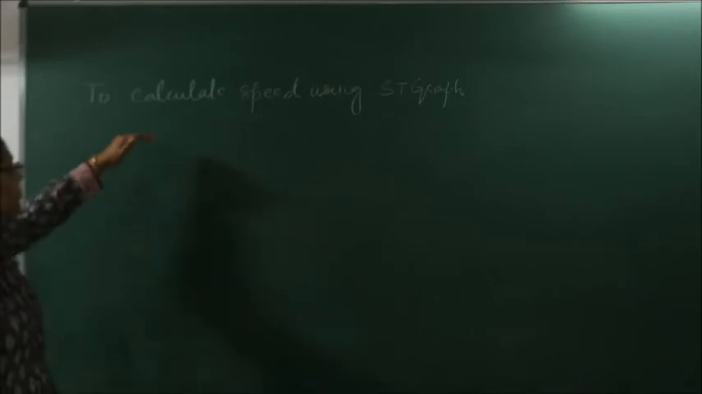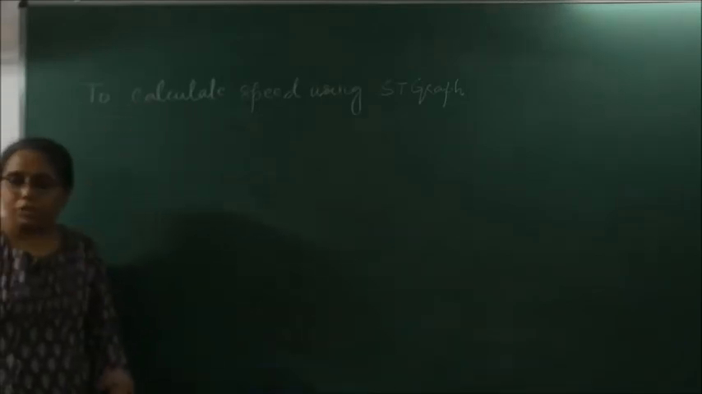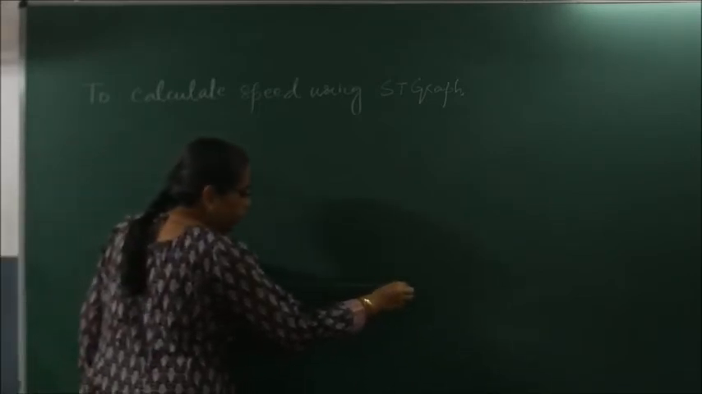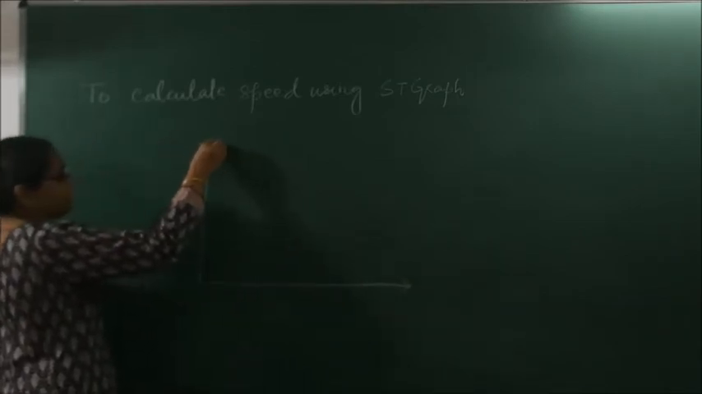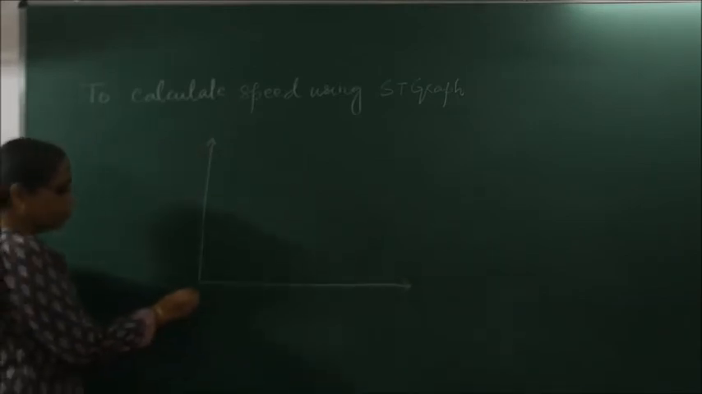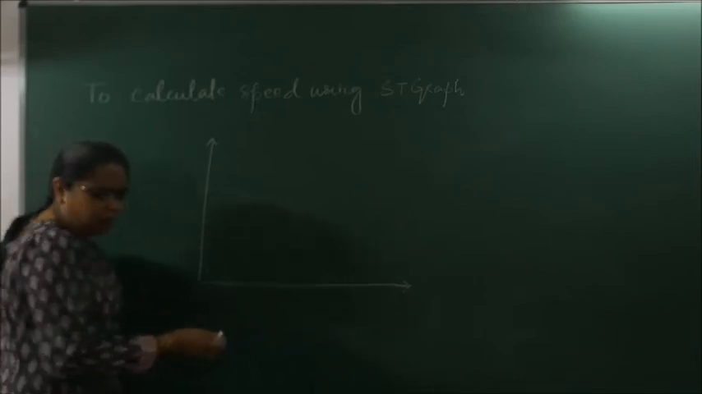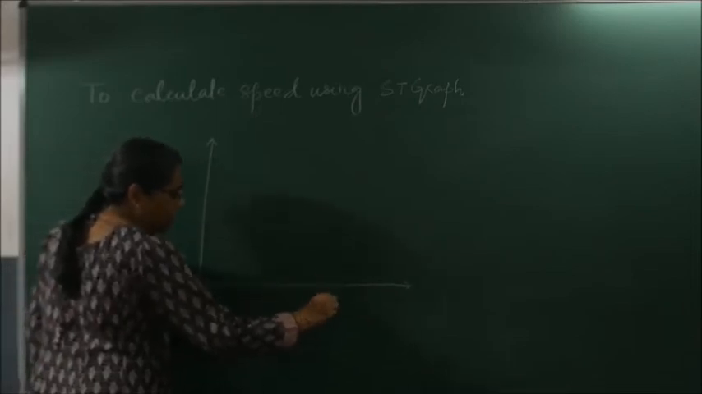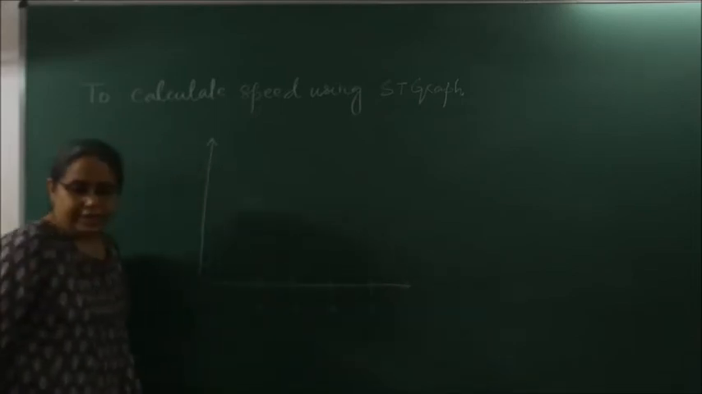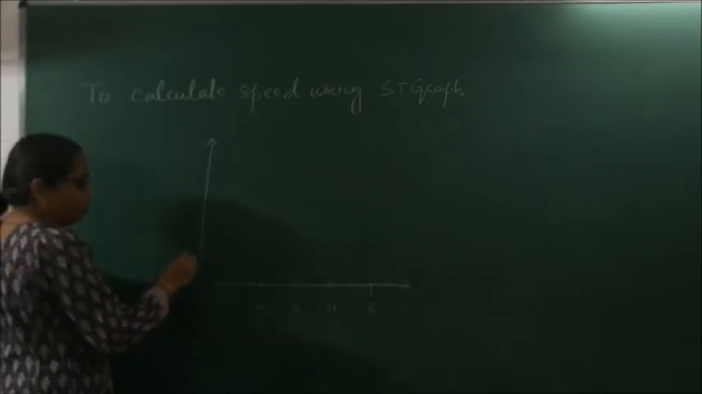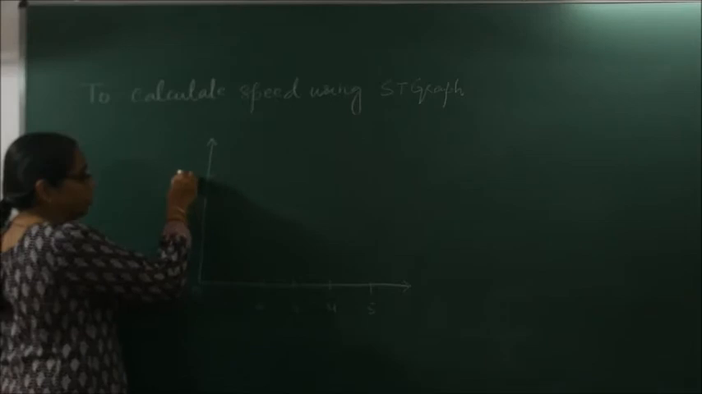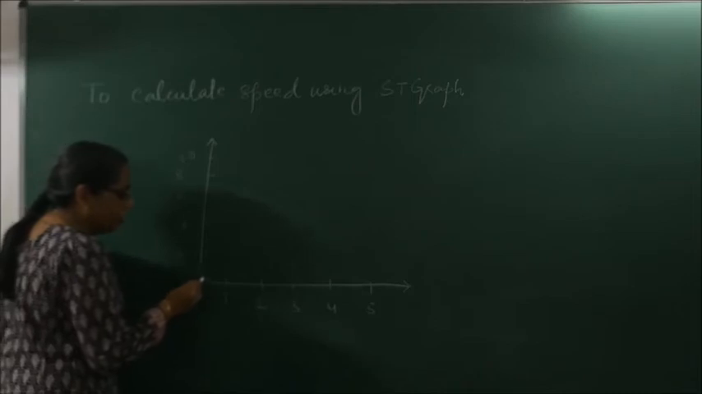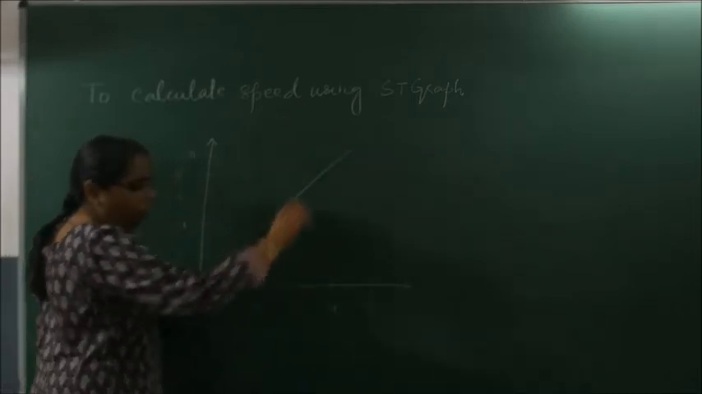Now coming back to calculate speed using distance time graph. When we made the graph, we had taken time and distance. What was our time? We took 0, 1, 2, 3, 4, 5. Now on the distance axis I take 2, 4, 6, 8, 10. This was my graph, and then we got a straight line passing through the origin.